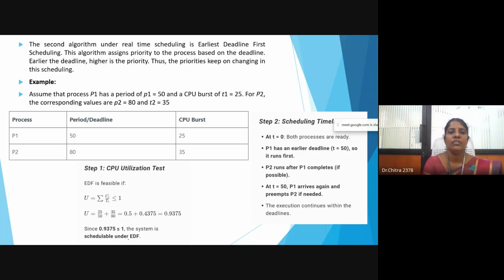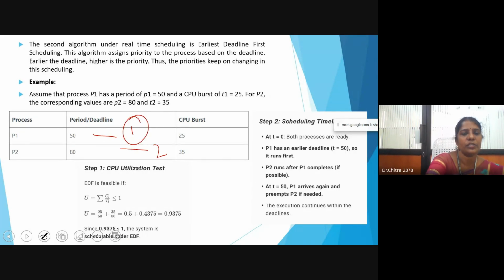Here also, first assign the priority. The priority is assigned to process 1 first and process 2 second. Similarly, here also the utilization is checked. The condition is to calculate the utilization using the formula summation of C by T and check whether it is less than 1. It must be less than 1. The total value must be less than 1. Then you can execute this algorithm.